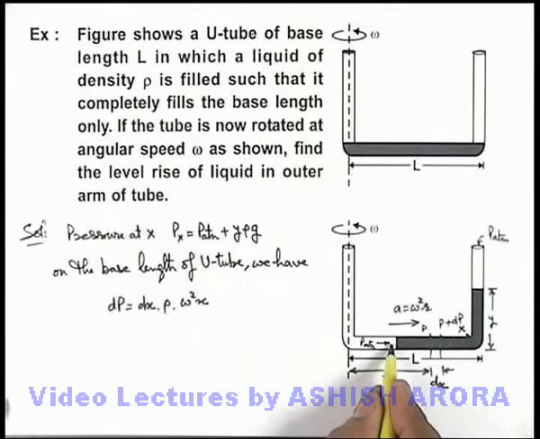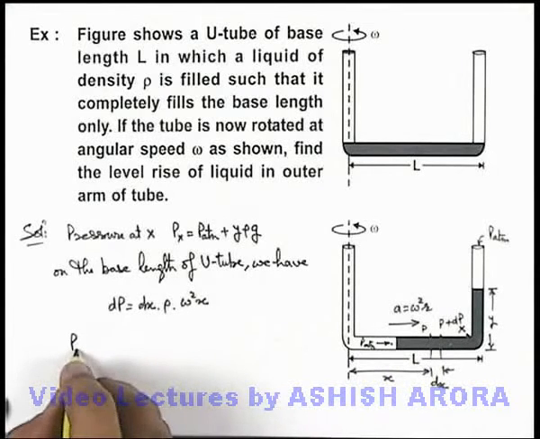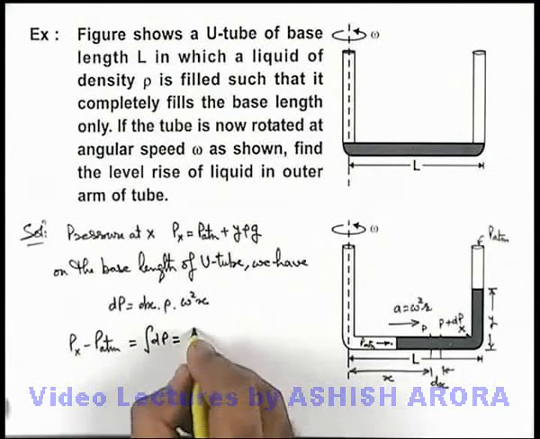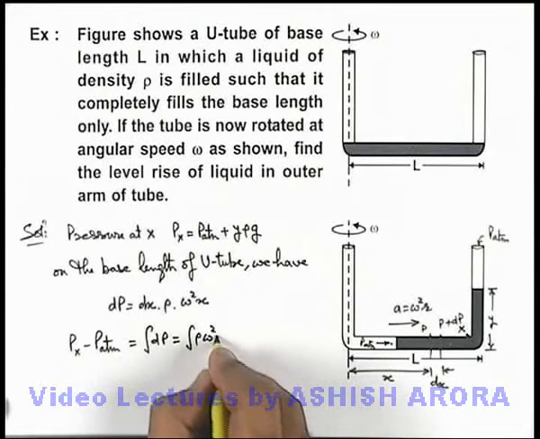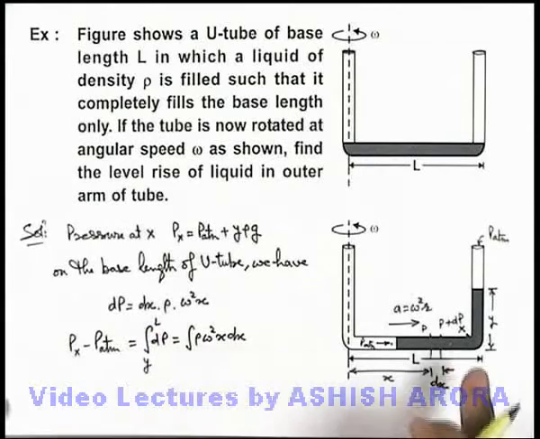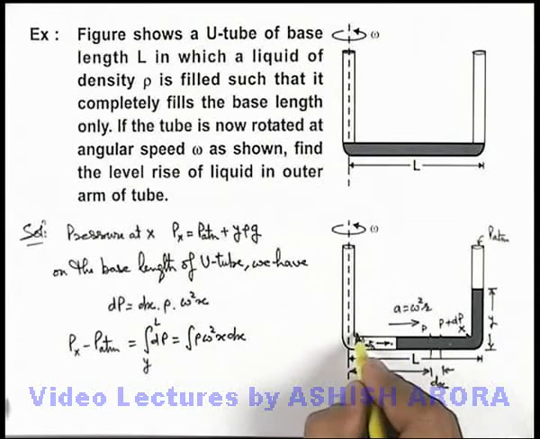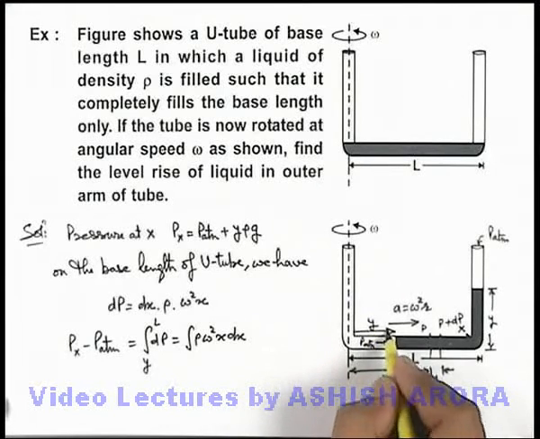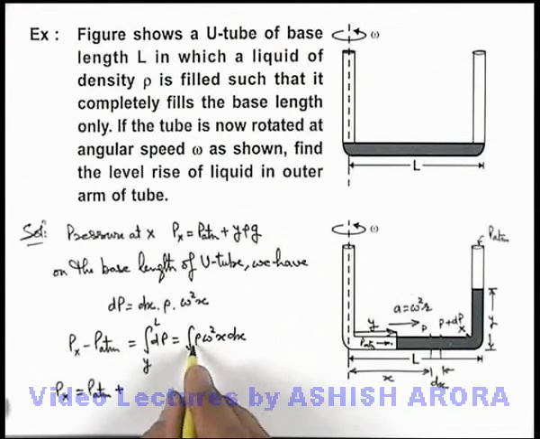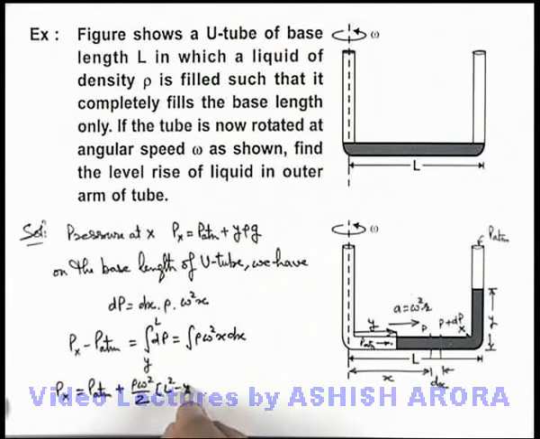So we can simply write the pressure difference between x and P atmospheric, which is Px minus P atmospheric, as the integration of dP, which is the integration of rho omega square x dx, and it is integrated from y to L, as the liquid is raised up to a height y. So here also it will be displaced by a distance y, so we'll integrate it from y to L. This will give us the value of Px, which is equal to P atmospheric plus, if we simplify this expression, rho omega square by 2 multiplied by L square minus y square.